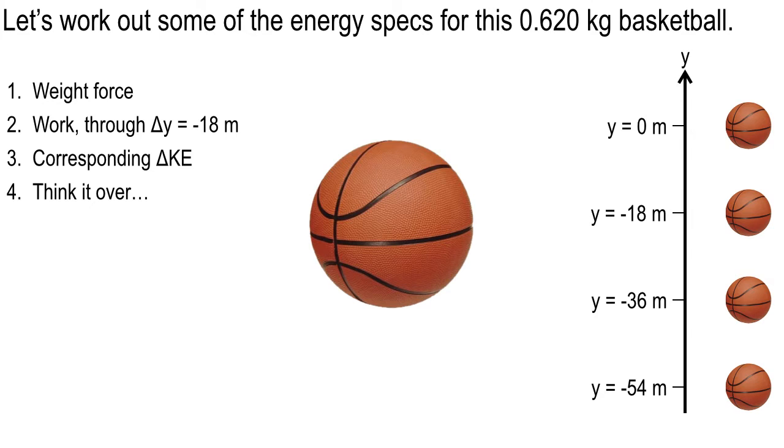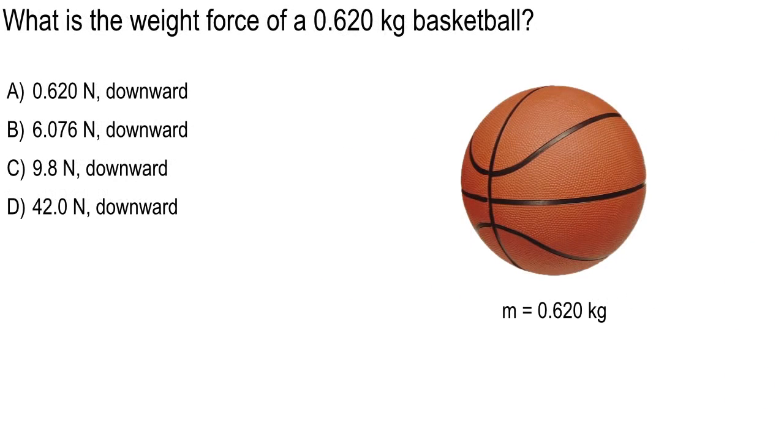So question number 1, turn on your clickers. We use frequency BB. Hold your power button down and then get the flashing square. Type in BB and you'll be on the session. Here's question 1. What is the weight force of a 0.620 kilogram basketball?